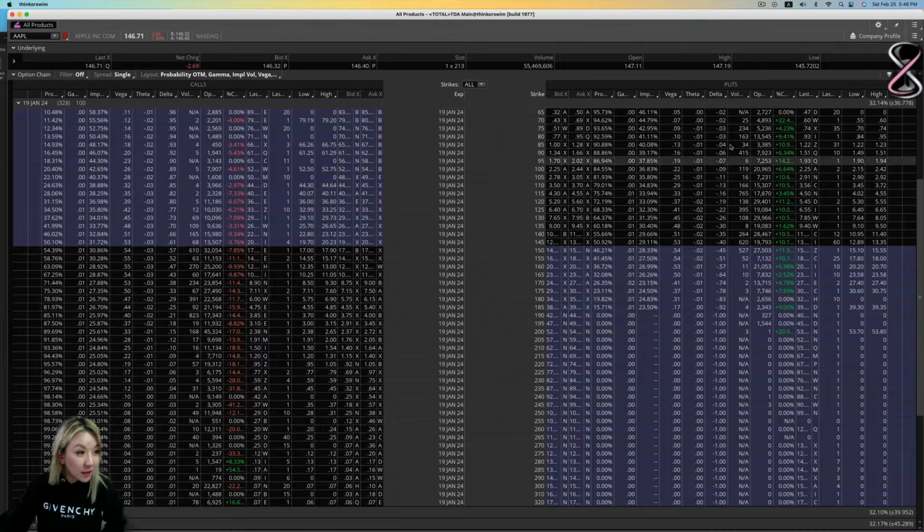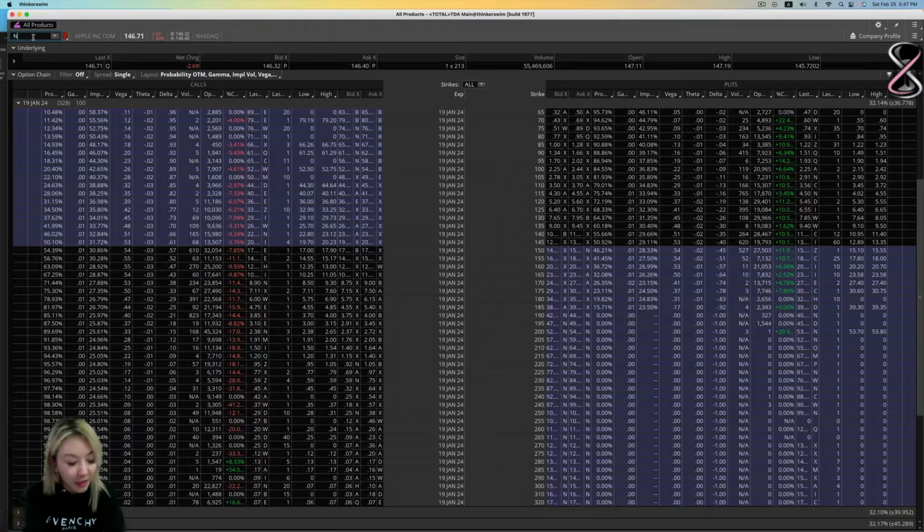Even it's at the 155 on the puts, right? Why is it a little bit out of the money? And here's the trick. The further out of the money on the calls the delta is, the bigger the move is actually going to be. So the more upside there is.